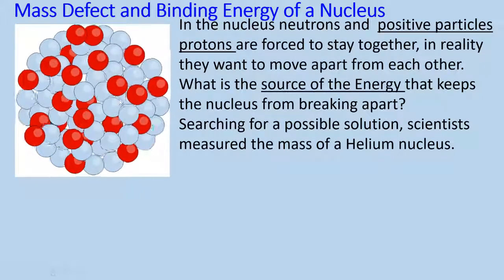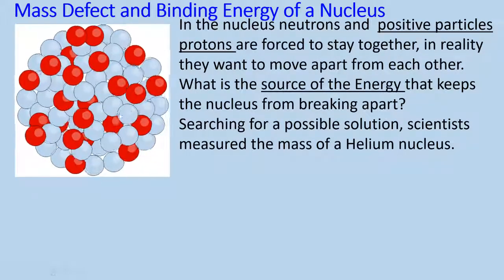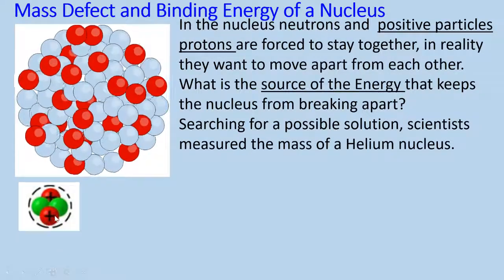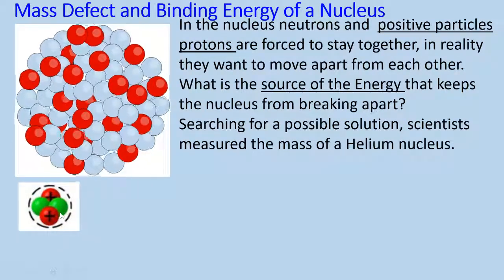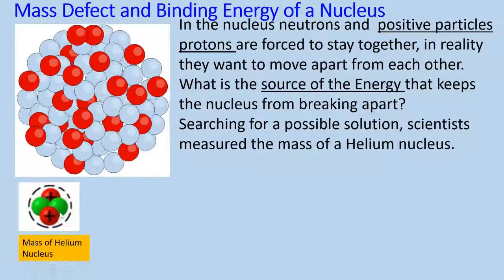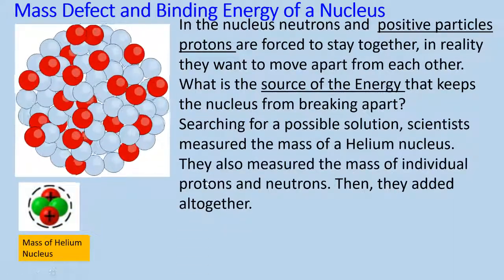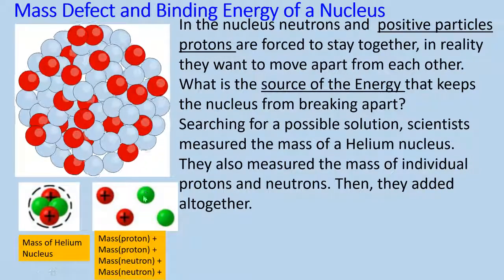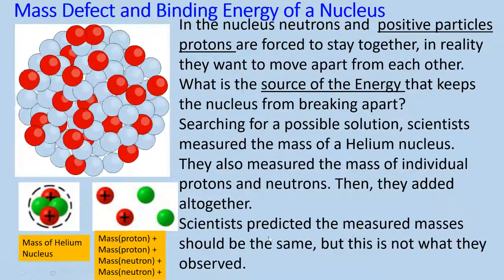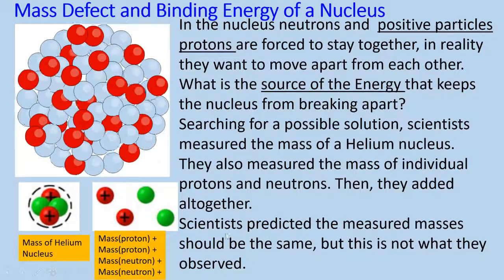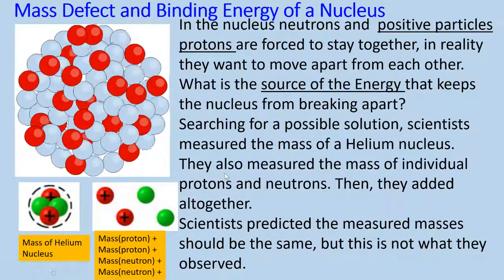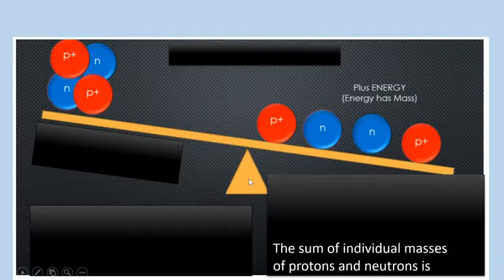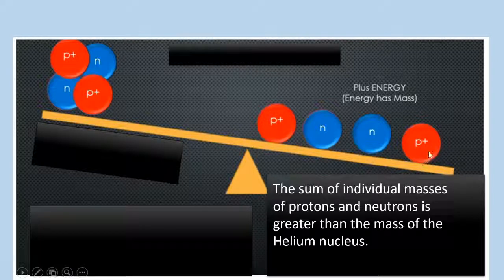Searching for a possible solution, scientists measured the mass of a helium nucleus, one of the basic natural chemical elements that we have. They also measured the mass of individual protons and neutrons. Then they added all together. Scientists predicted the measured masses should be the same, but this is not what they observed. The sum of individual masses of protons and neutrons is greater than the mass of the helium nucleus.